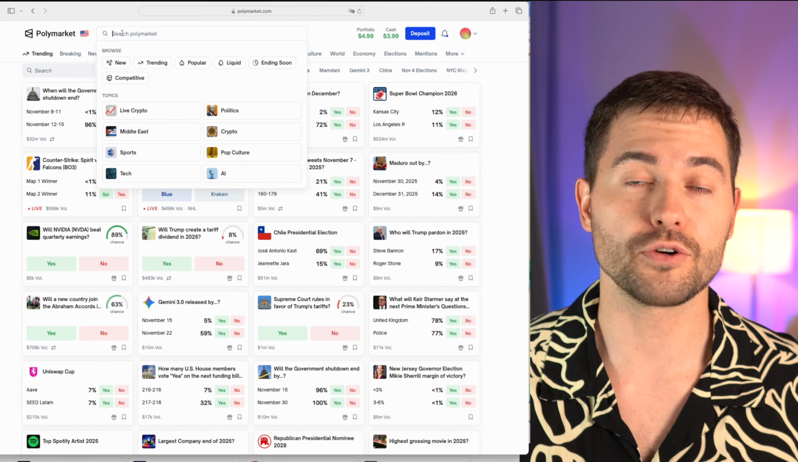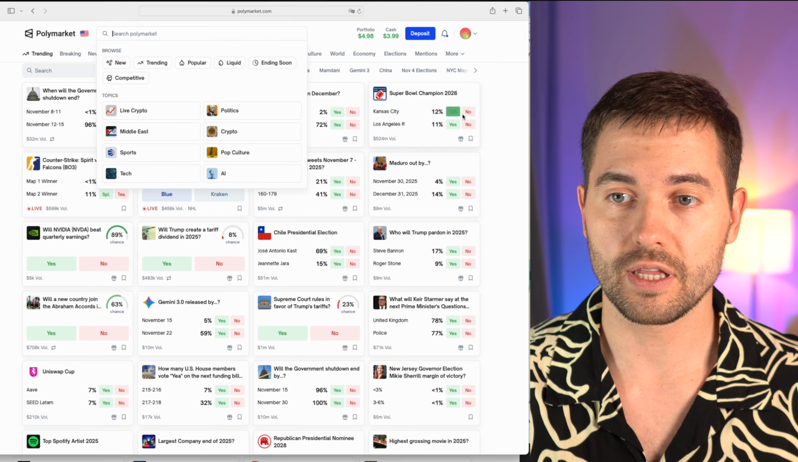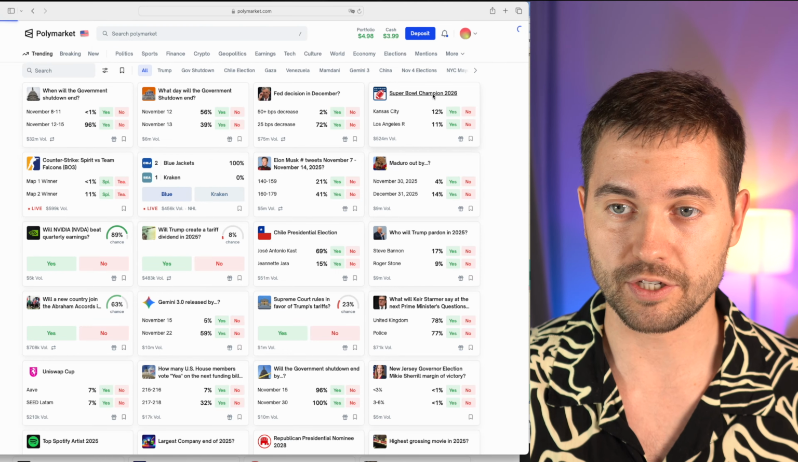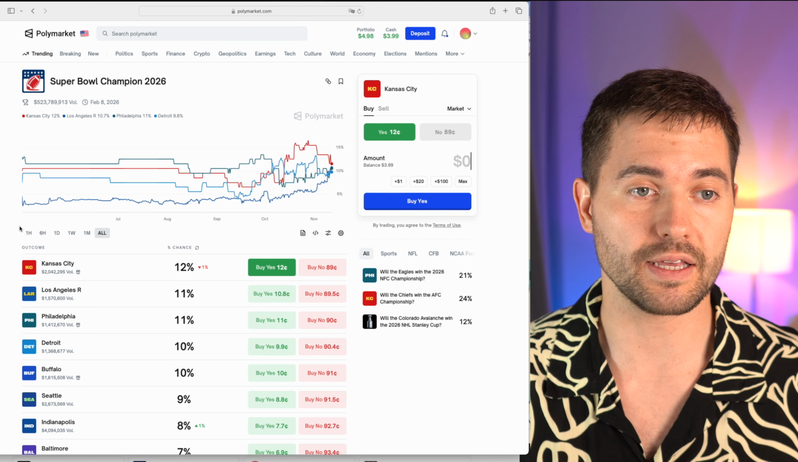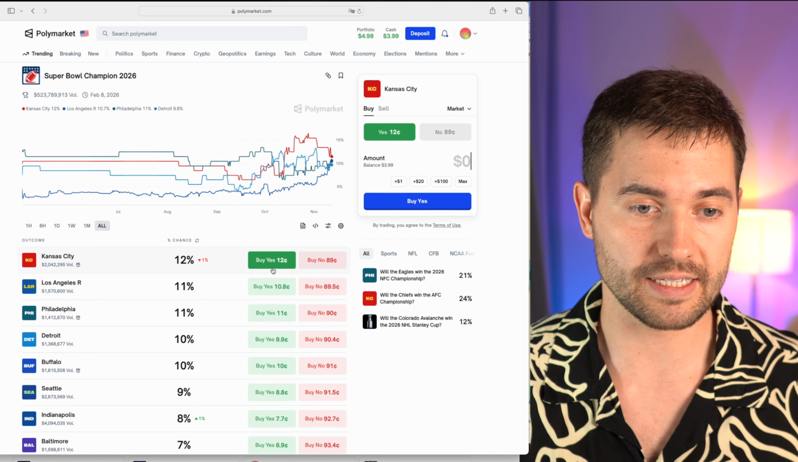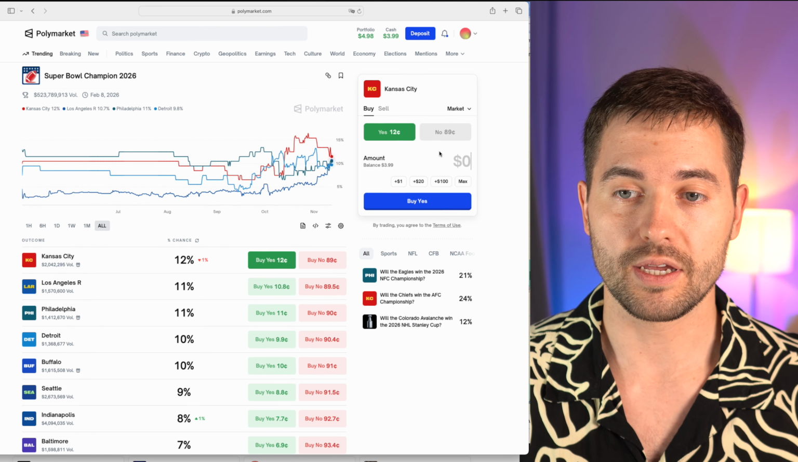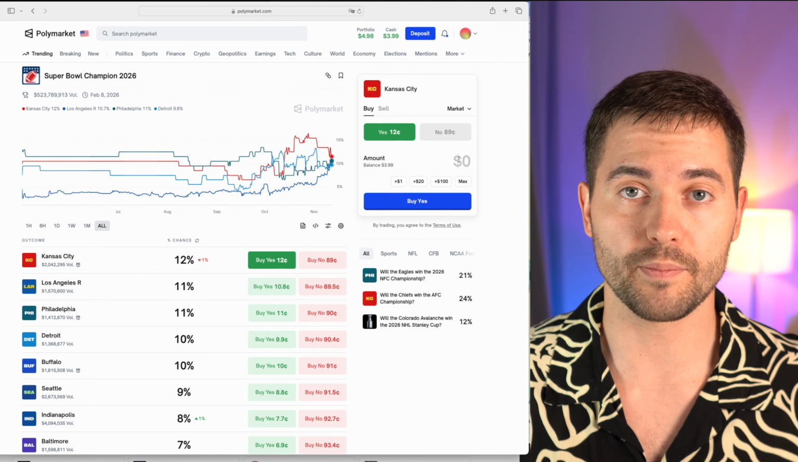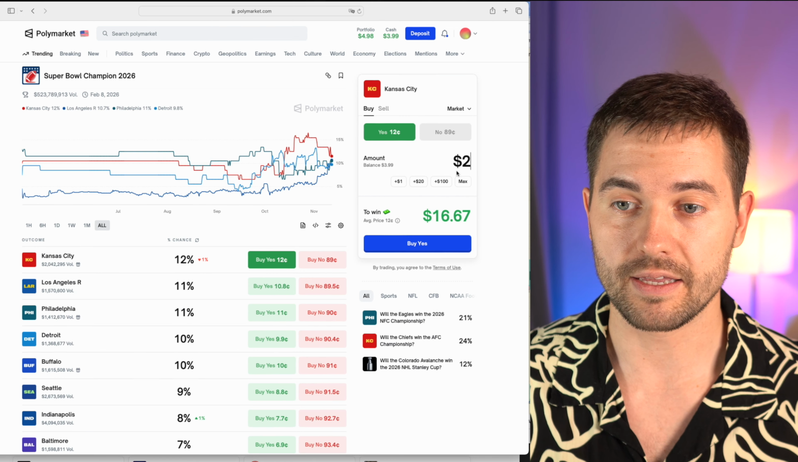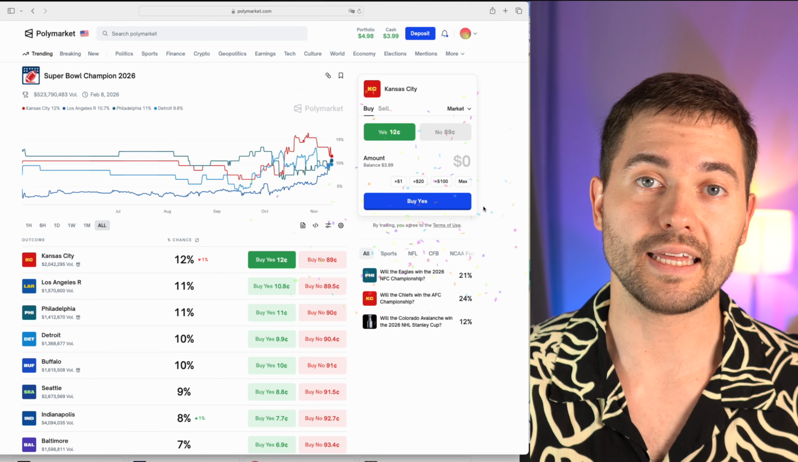You can also use a bank card, Visa, and you can also top up through PayPal. Once that's done, search for whatever event you're looking for. Let's go for Super Bowl champions in 2026, the highest volume right now. If you bet on Kansas City, because you think they're gonna win, you choose how much money you wanna bet on that outcome. Let's say $2, buy, accept, and it's done.